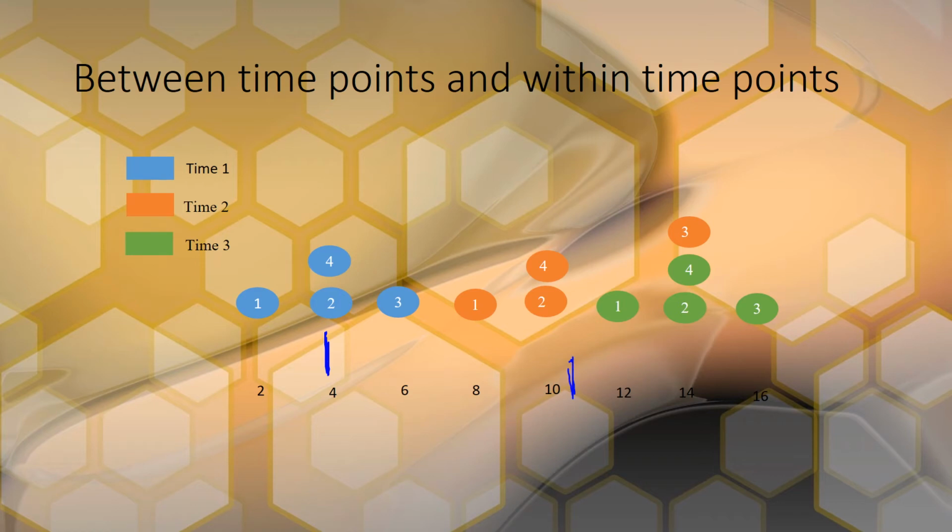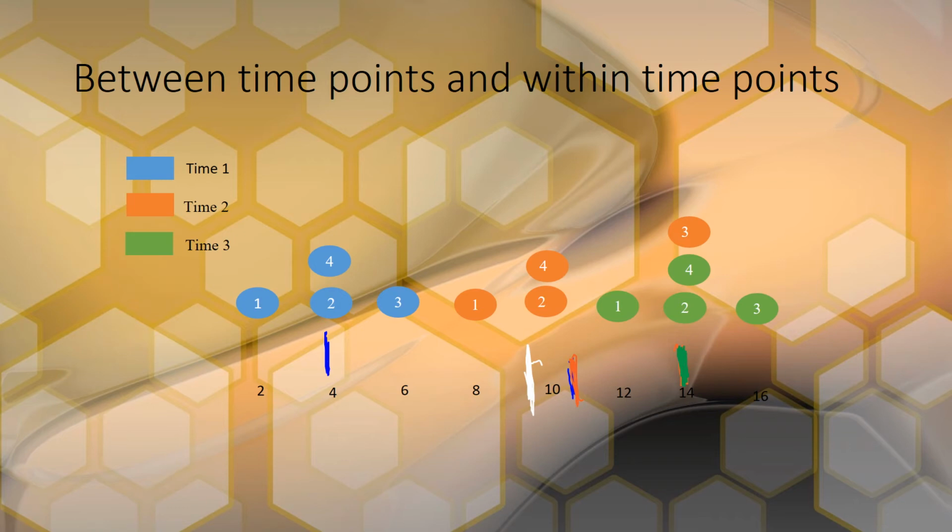And for time point 3, we have a mean of 14. And then our grand mean, you can put in white, is 9.5. So if you add them all together, you'll get 9.5. And if you do it for each time point, you'll get 4, 10.5, and 14.